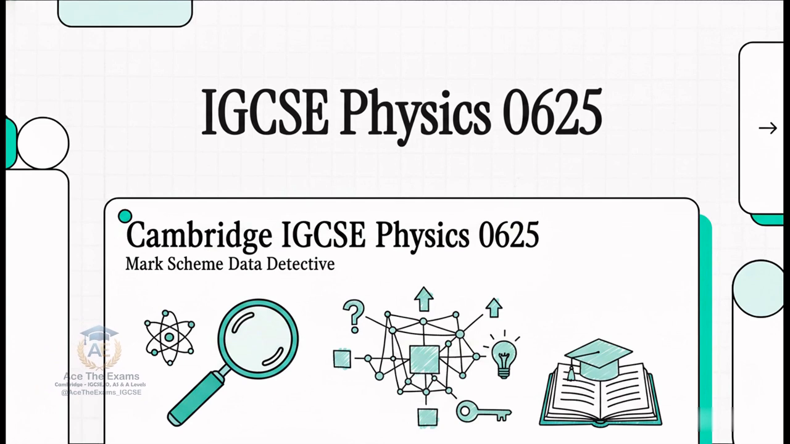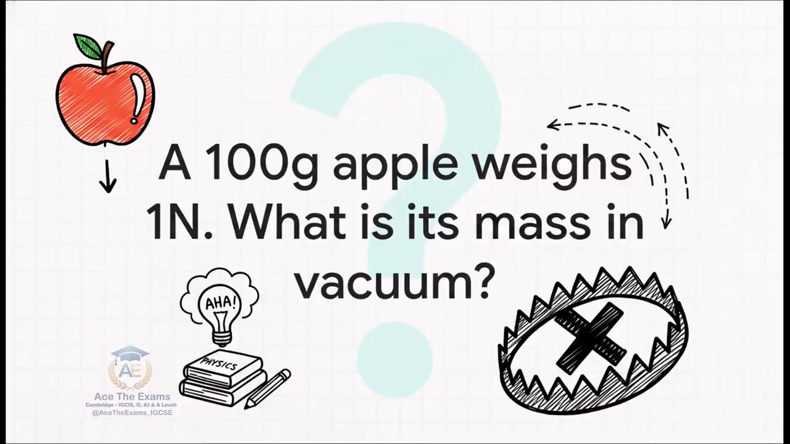We're not just memorizing facts here, we're hunting down the hidden patterns examiners use to test you. Let's jump right back to that opening problem. A 100-gram apple weighs 1 Newton. What is its mass in a vacuum? Spot the trap yet? Listen, if your instinct was to somehow change the mass because the environment suddenly shifted to a vacuum, well, you've just fallen into literally the most painful dropped mark trap in all of physics.